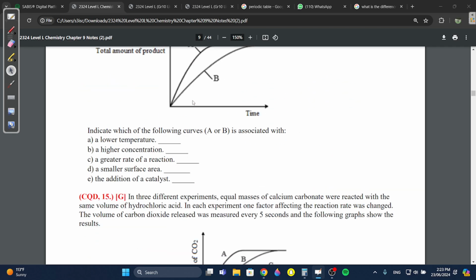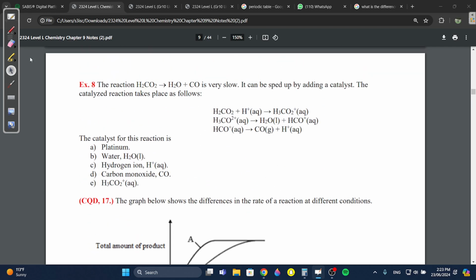Okay, there are so many questions. Okay, the catalyst for the reaction. They want you to figure out what the catalyst is here. So we said the catalyst is used up, but it's regenerated. So let's see what's used up but comes back. Is it H2CO2? No. Is it H? H is used up here. Does it ever come back? Yes, it does. So my hydrogen ion is my catalyst.